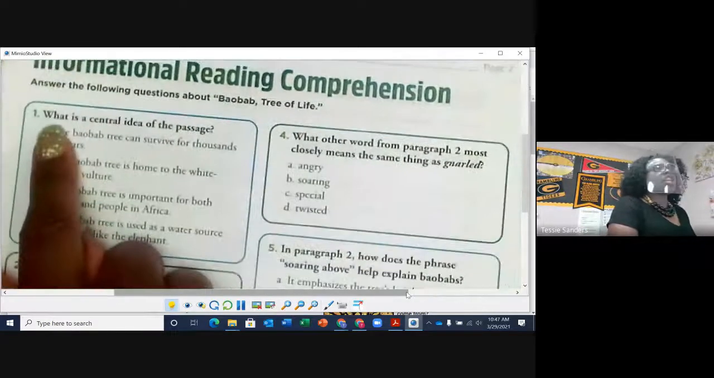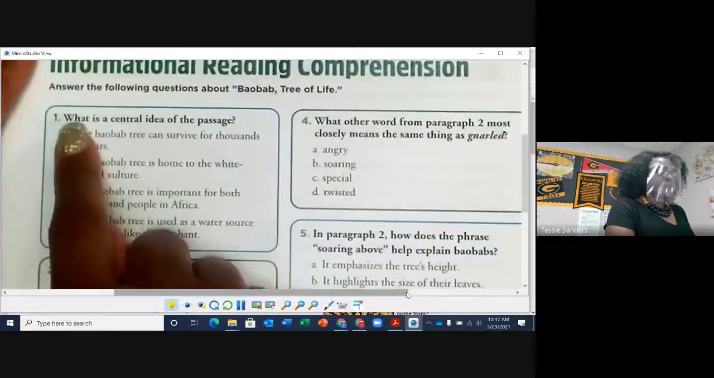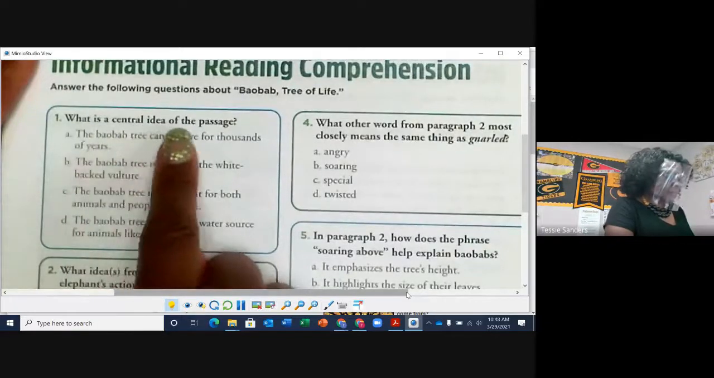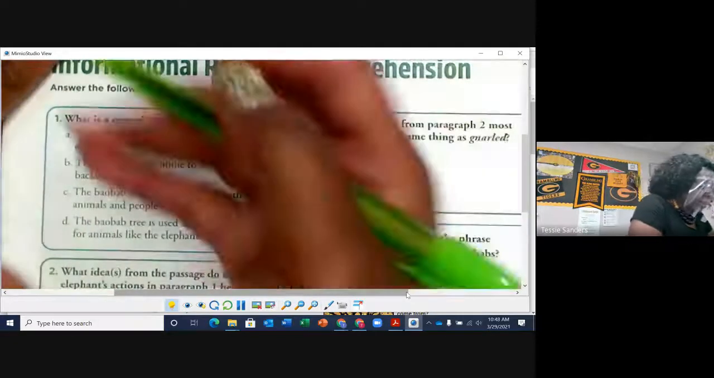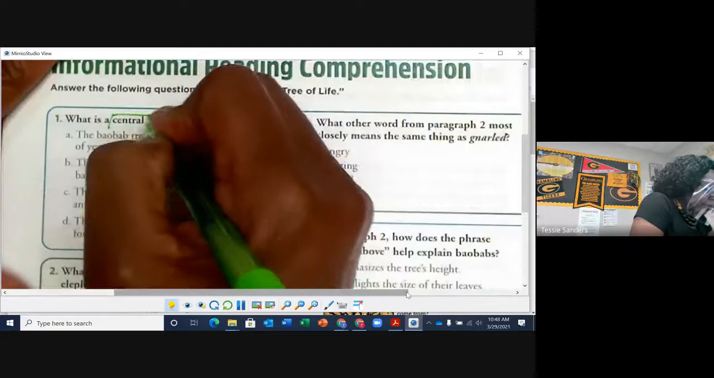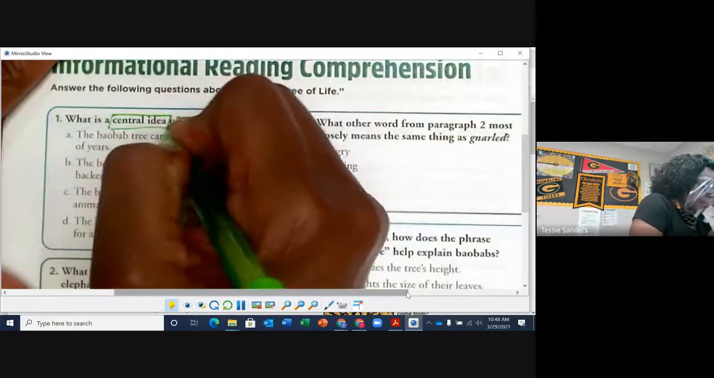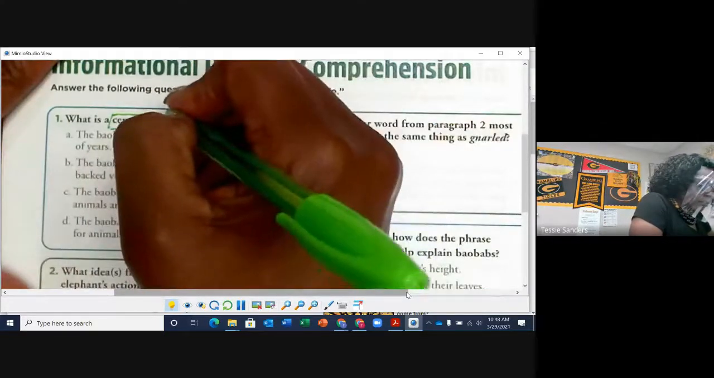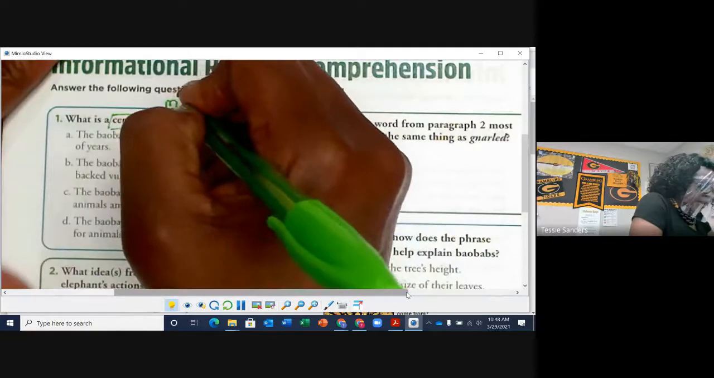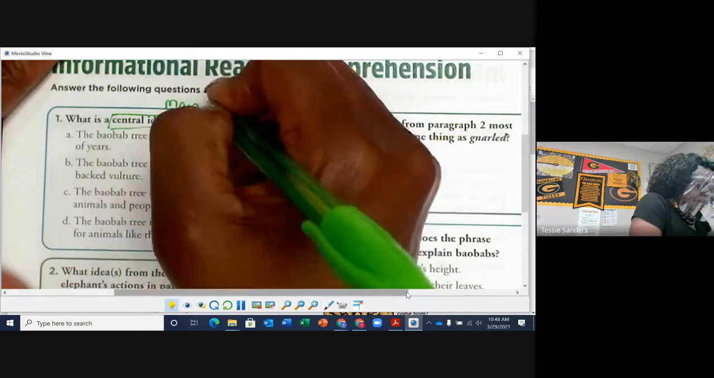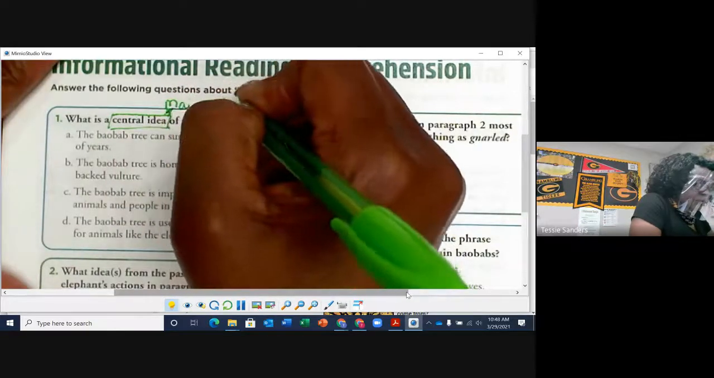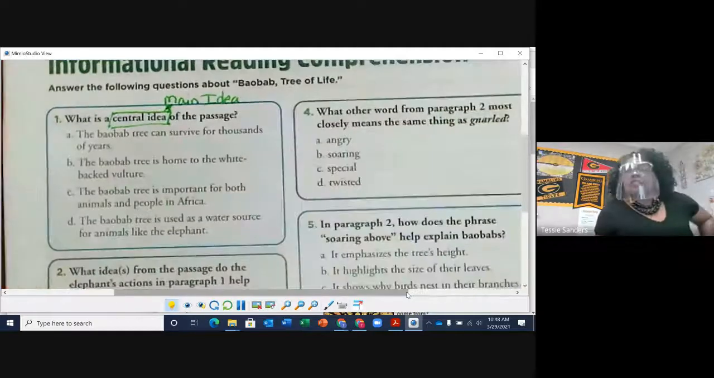Go ahead and read number 1 aloud. Read. What is the central idea of the passage? Now go ahead and put a box around central idea. This is the same as main idea. What is this passage all about?